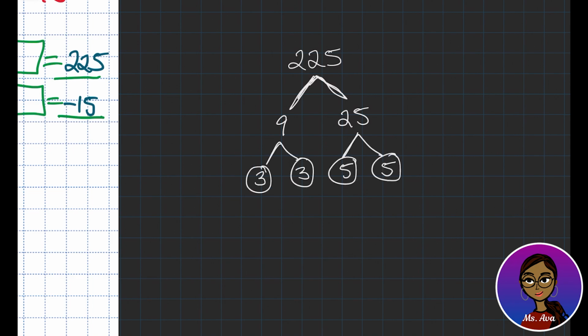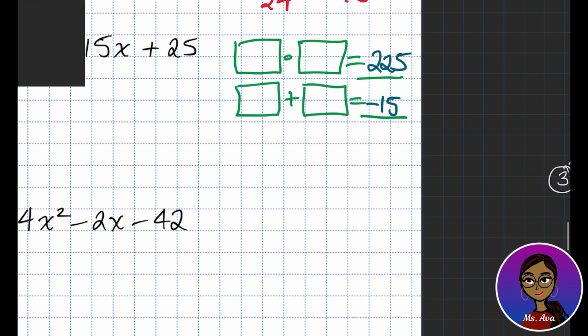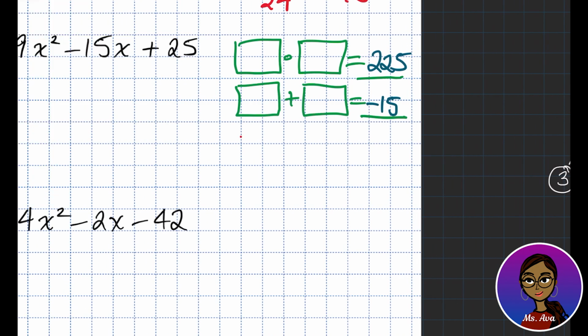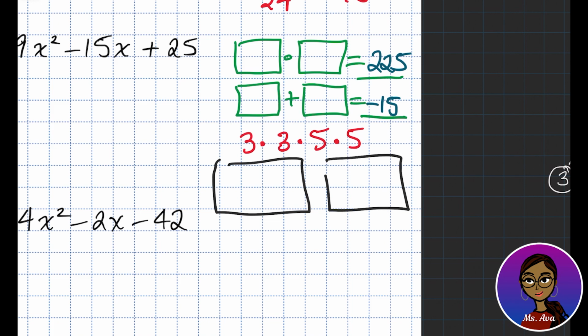Awesome. So we get 3 times 3 times 5 times 5. Okay, so let's go back here and try making those boxes again. 3 times 3 times 5 times 5. And here are the two boxes. And let's see, if we try putting those numbers in here, is there a way to get negative 15?